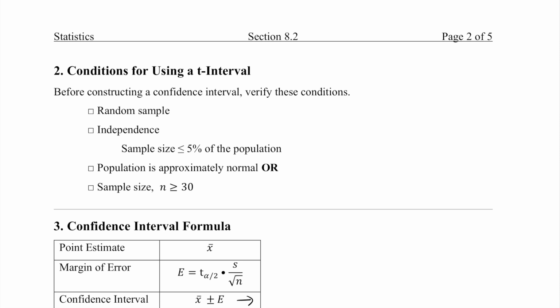Before constructing a confidence interval, we need to check the conditions. First, the sample should be random. Second, the observations should be independent. If we are sampling without replacement, the sample size should be no more than 5% of the population size. Finally, either the population is approximately normal or the sample size is at least 30. So for a t-interval, we want a random sample, independence, and either normality or large enough sample size.